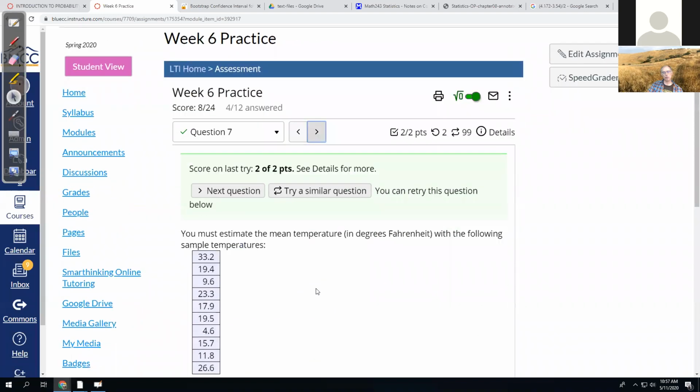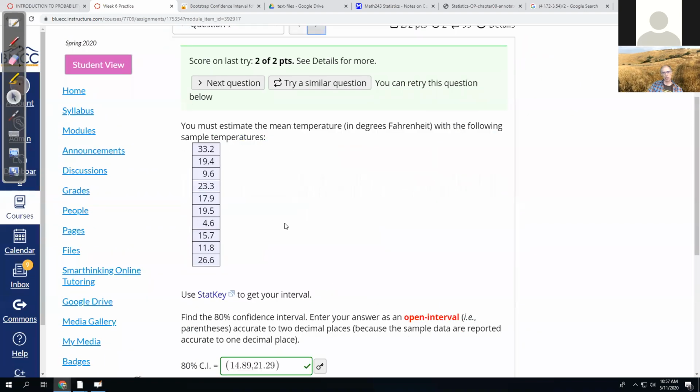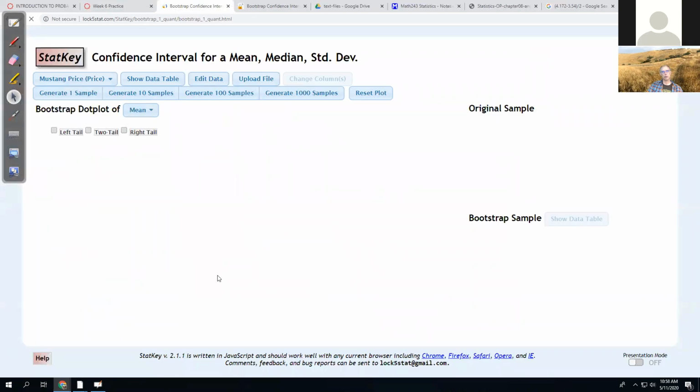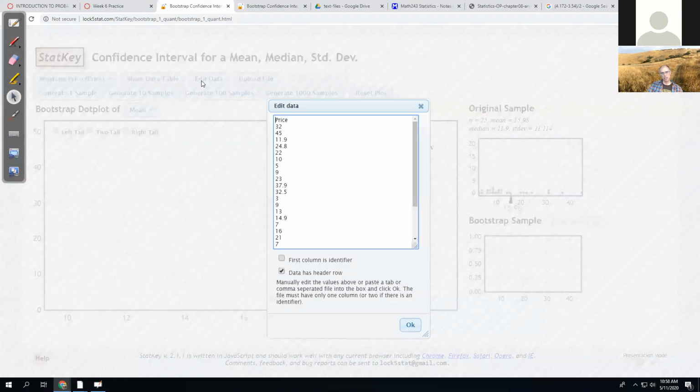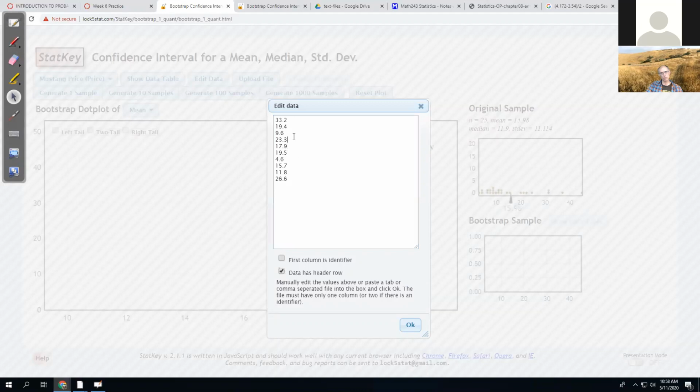Other problems here, sometimes you have to copy the data in, and we've played around with copying data, so just be careful when you do that. You should just be able to highlight the data, take it to StatKey, choose edit data, and just delete whatever's there. The important thing is when I paste it in, each number is on its own line, and there's no extra space after them. I don't have a header row. Otherwise, it'll call 33.2 the header, and it won't use it as one of the numbers and totally mess stuff up. So double check that you have those correct.